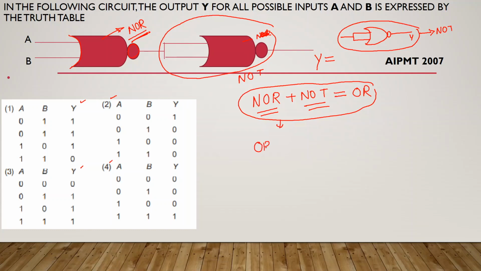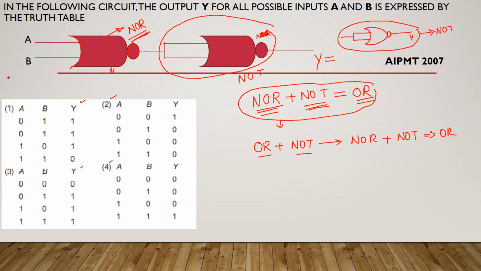See, the combination of OR gate plus NOT gate will give NOR gate. If you again add a NOT gate to it, it will become OR gate. This is what happened here. This is NOR gate and this is NOT gate. Whenever you add a NOT gate to a NOR gate, your answer will be OR gate.